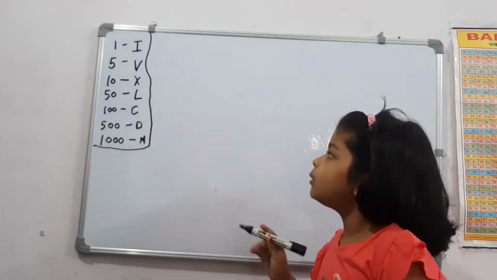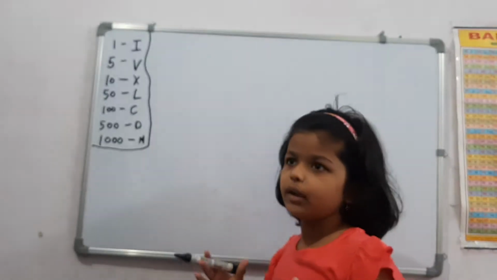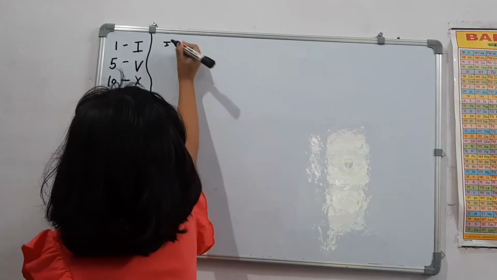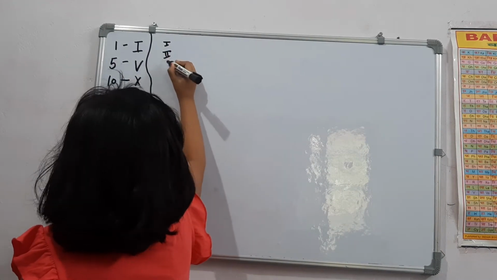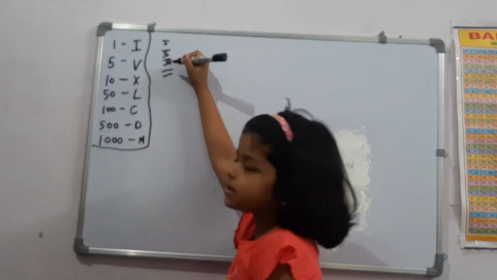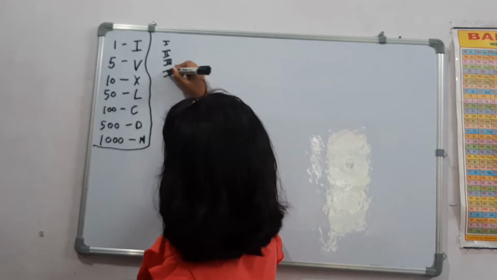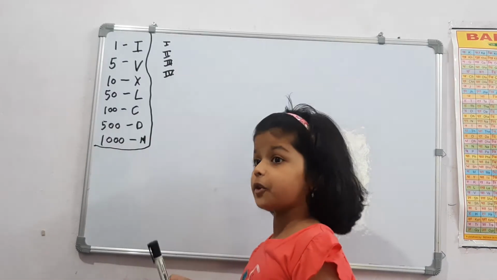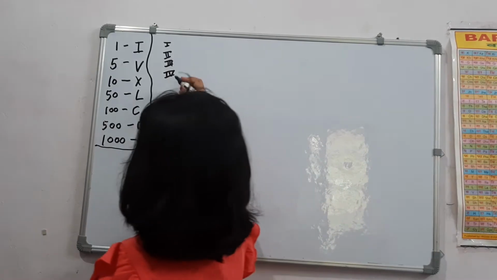Now we are going to see Roman numerals 1 to 10. 1 is written like this, 2 is written like this, 3 is written like this. Is 4 also like this? No. 4 is written as I and V. You may ask why; we will solve that question afterward. First let's write all the numbers.